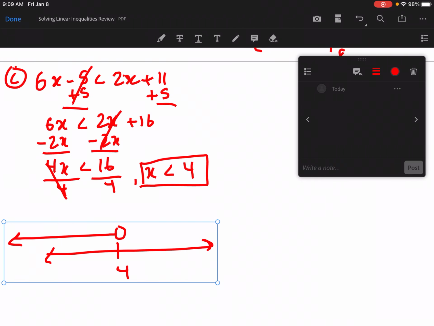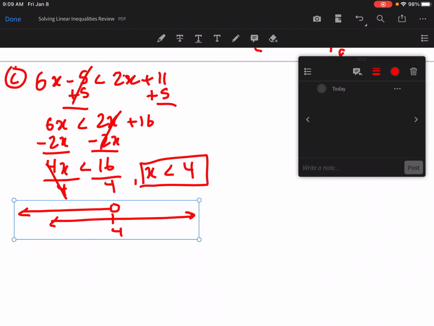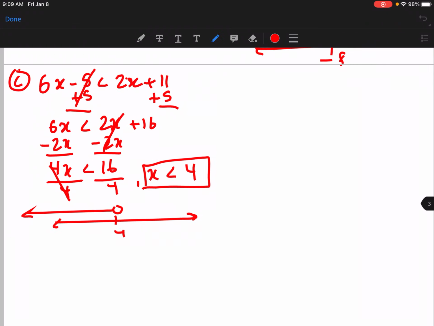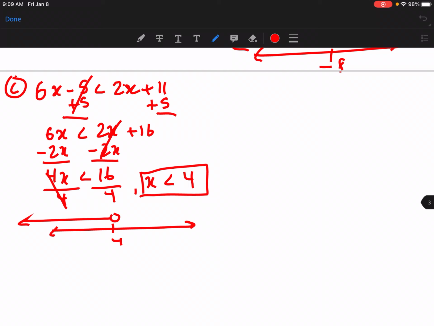All right, I'm going to minimize this a little bit. All right, moving on with the next example.